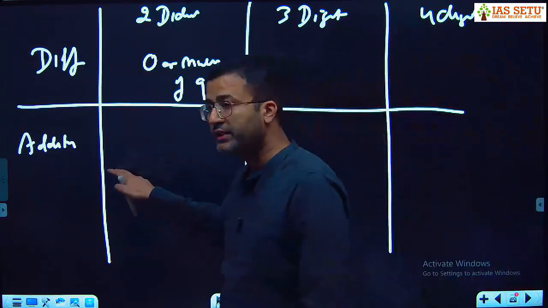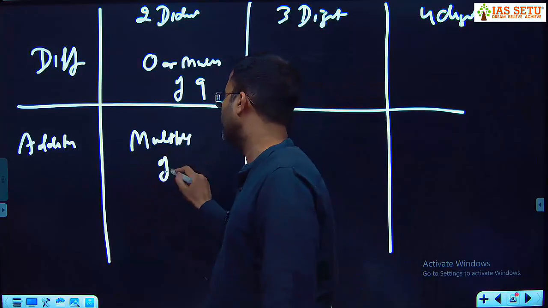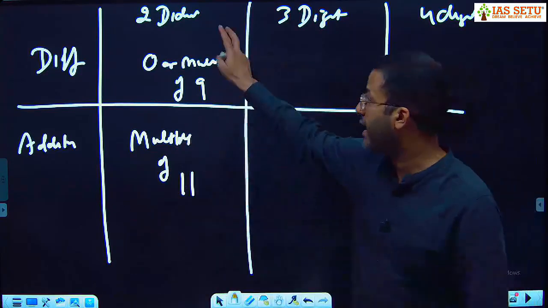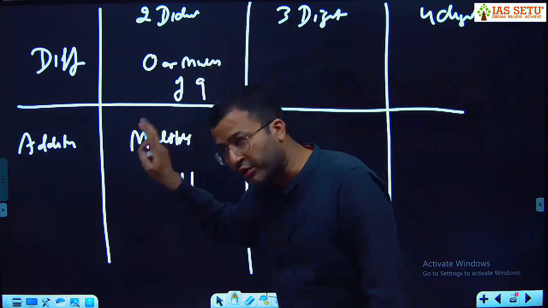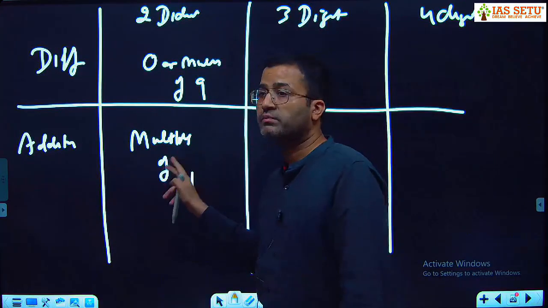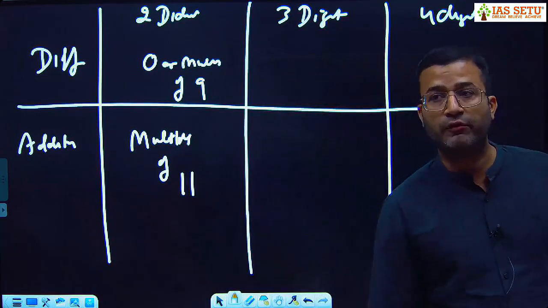In case of addition, I told you it is always multiple of 11. ये हमेशा 11 का multiple. You take any 2-digit number, you reverse the order of the digit and add in original number. It is always multiple of 11.